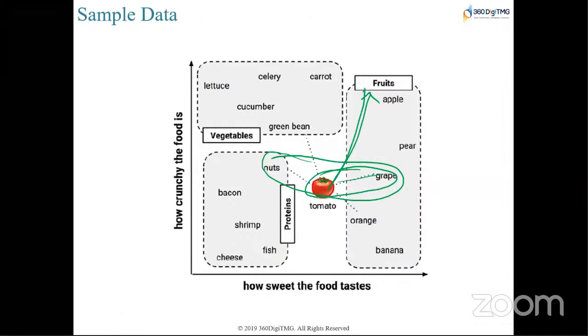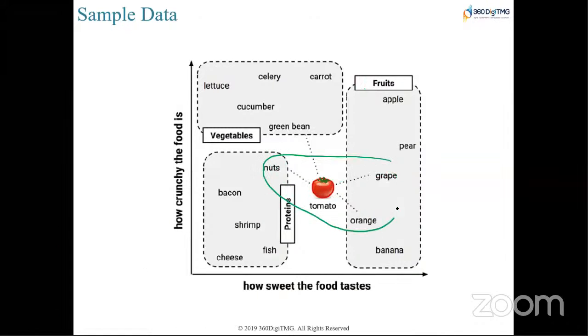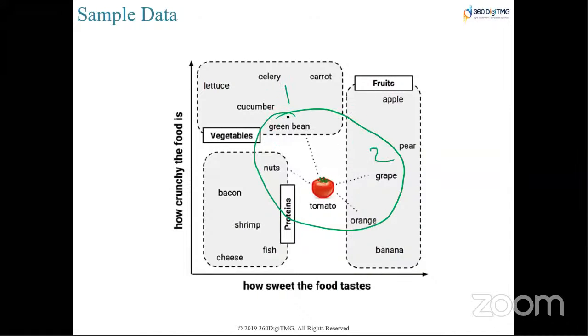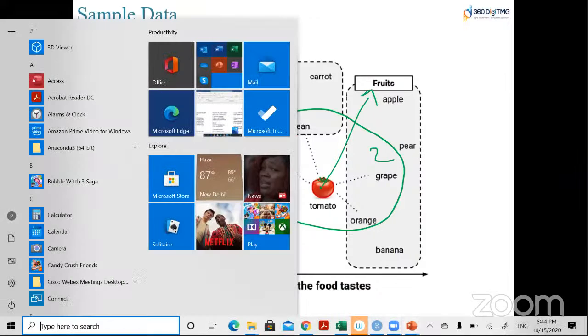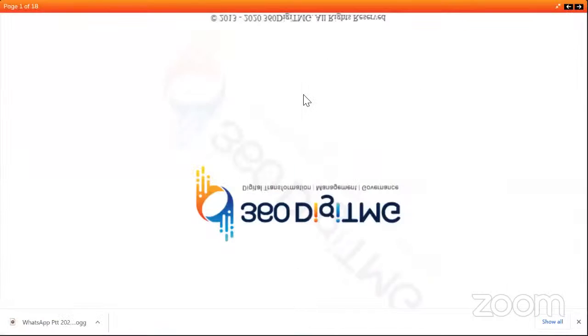Three nearest neighbor will make it: two of them are saying fruit, one of them is saying protein. Again, fruit. If you go with the four nearest neighbor, two fruits, one vegetable, one protein. Again, tomato is a fruit. So therefore, we can call tomato a fruit. Yes or no? Can we call tomato a fruit?